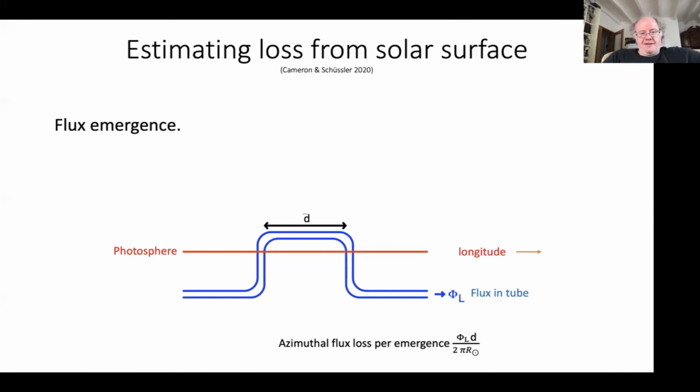So under those assumptions, it's rather easy to estimate the flux loss from the solar surface. Basically, if you have one emergence, you have flux which was initially beneath the surface, and part of it pokes up and goes through the surface. The amount of flux lost initially is the flux in the tube times the distance over 2 pi times the solar radius. So that's the circumference of the sun at the particular latitude we're looking at, and the distance gives you the amount of the average flux which is removed.